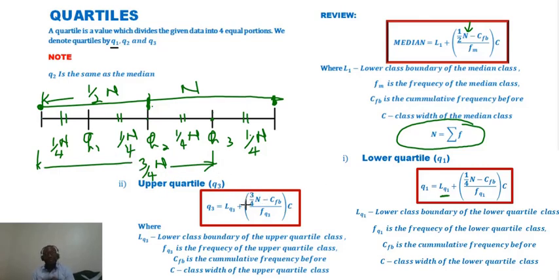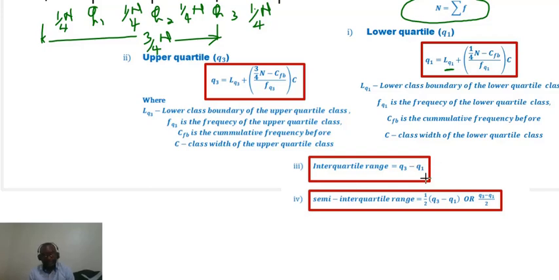And then the process of determining the upper quartile is just the same, right? Now we shall go ahead to find the interquartile range, which is got by getting the upper quartile minus the lower quartile. Then we shall also go ahead and find the semi-interquartile range given by this formula. Semi-interquartile range is half of the interquartile range, right?